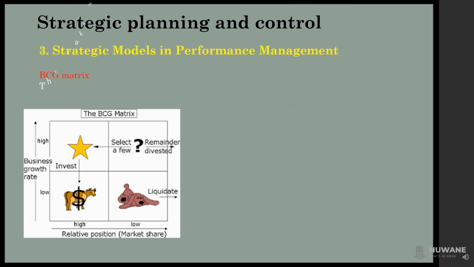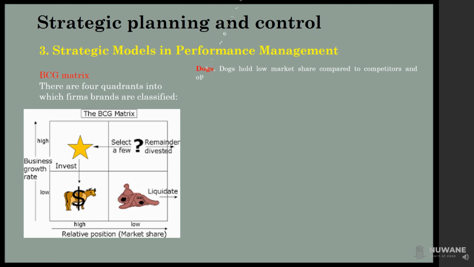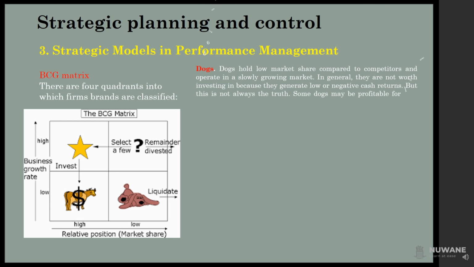There are 4 quadrants into which firms' brands are classified. Dogs. Dogs hold low market share compared to competitors and operate in a slowly growing market. In general, they are not worth investing in because they generate low or negative cash returns. But this is not always the truth. Some dogs may be profitable for a long period of time, they may provide synergies for other brands or SBUs, or simply act as a defense to counter competitors' moves.